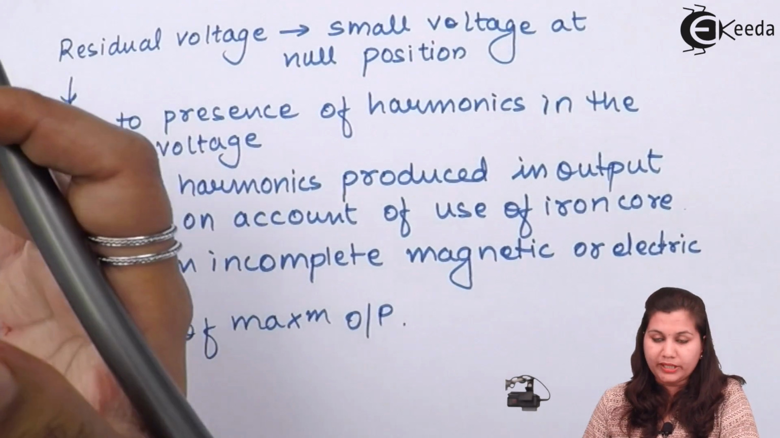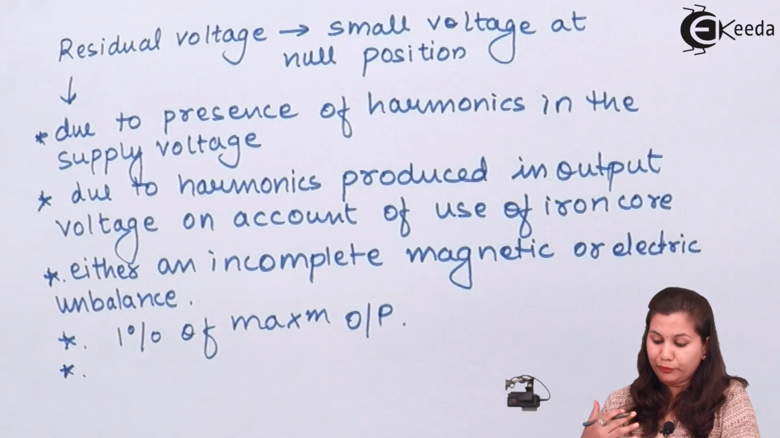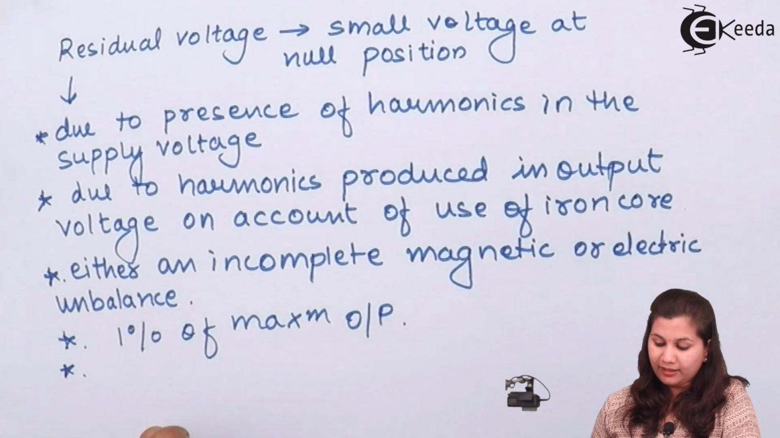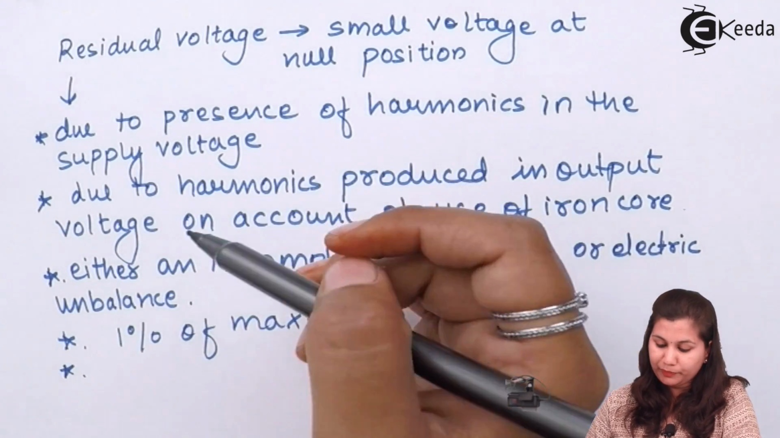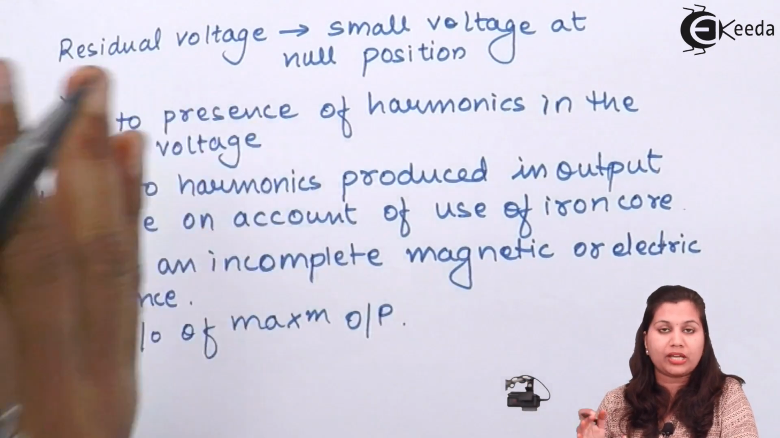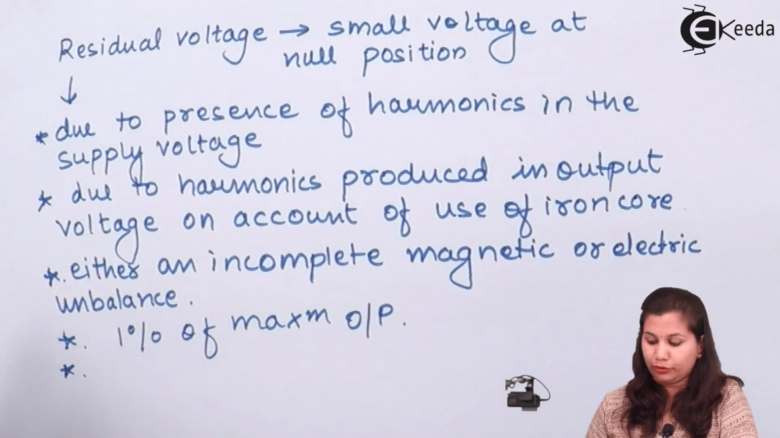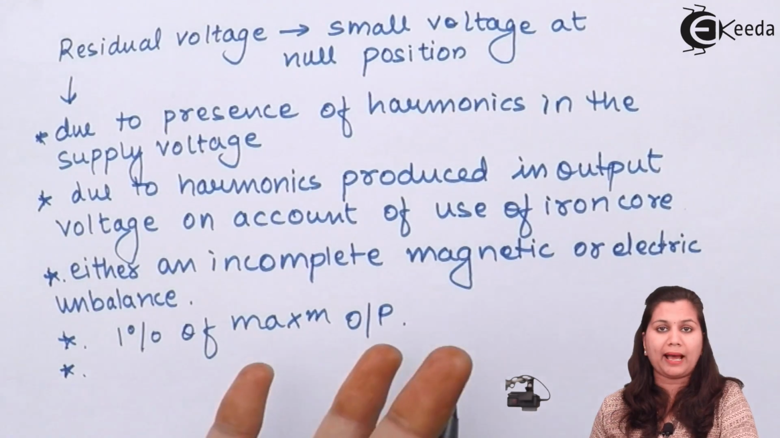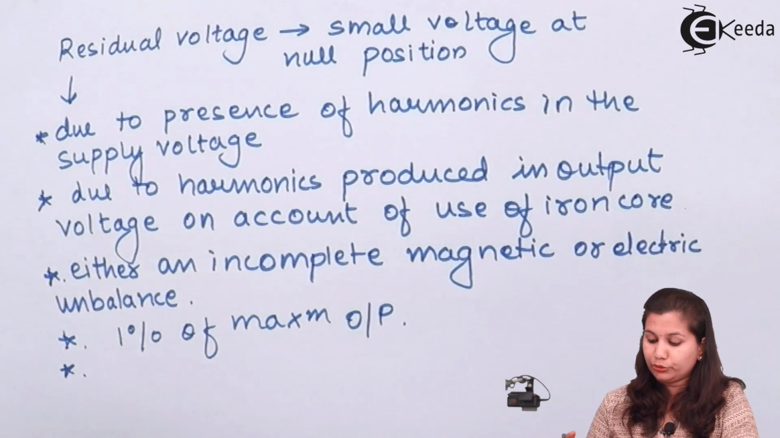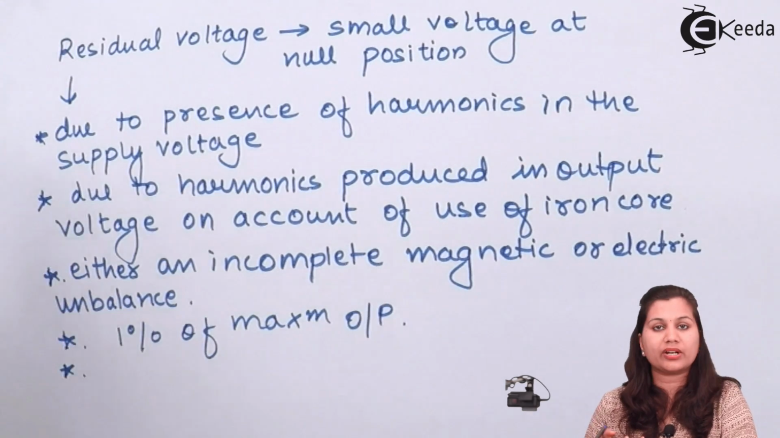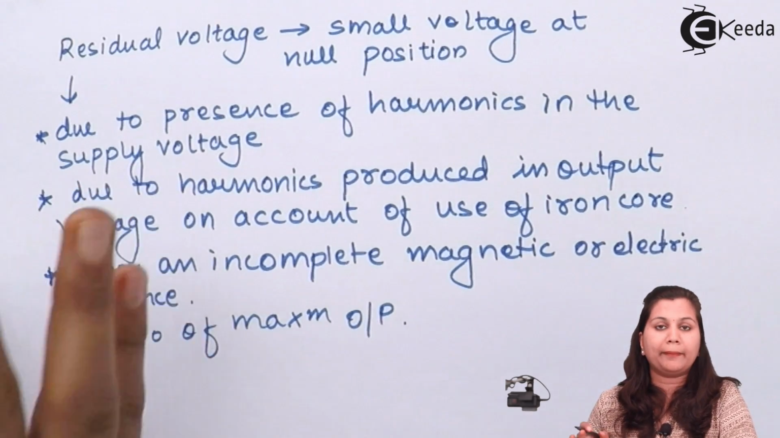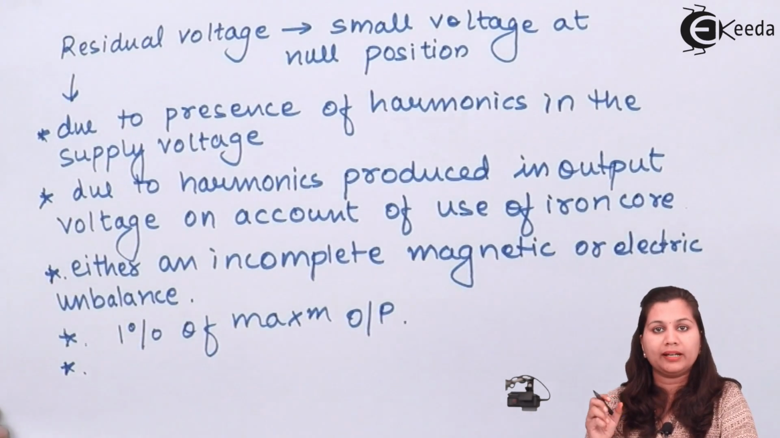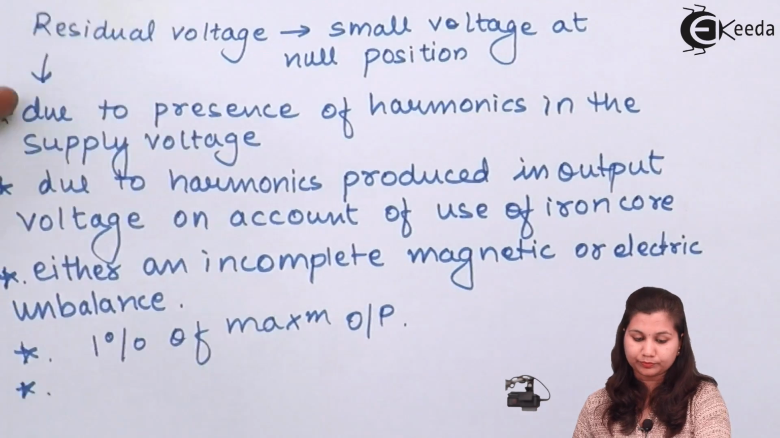However, this residual voltage can be reduced by using improved technological methods, and also with the use of better alternating current sources, so that the harmonics cannot be produced, and this residual voltage can be reduced to a negligible value. So due to the environmental conditions, or due to the stray magnetic and electric fields, or due to the defaults in the AC sources, this residual voltage is produced, but it can be reduced to some negligible values also.